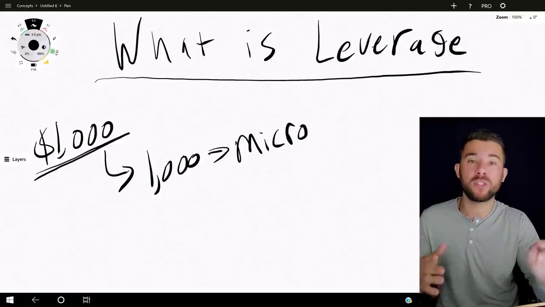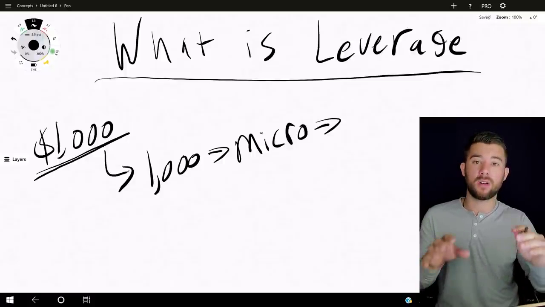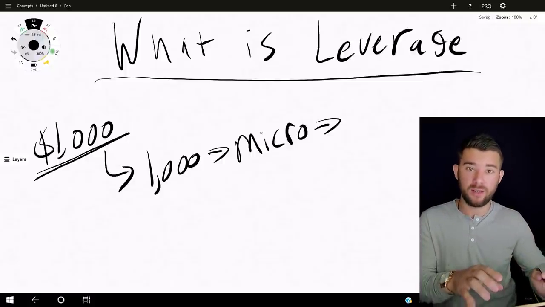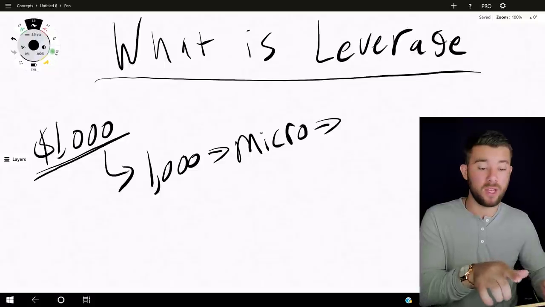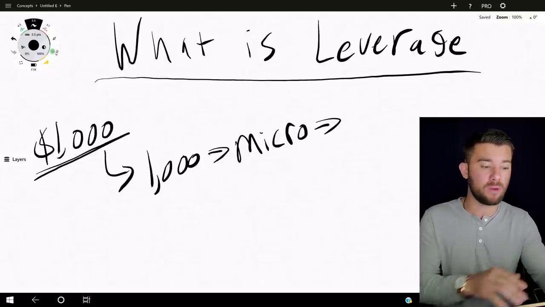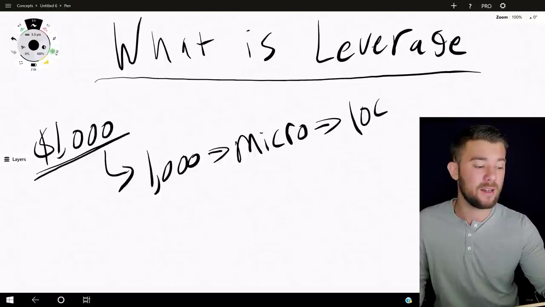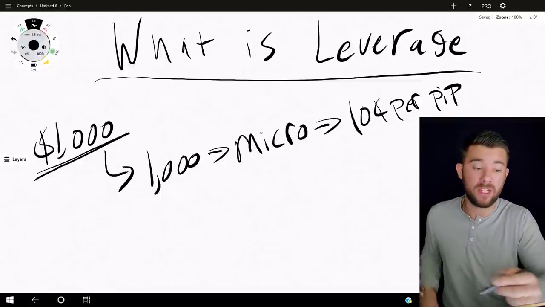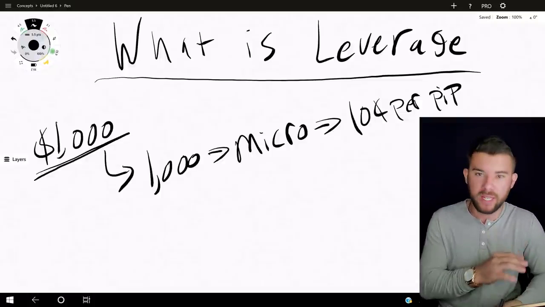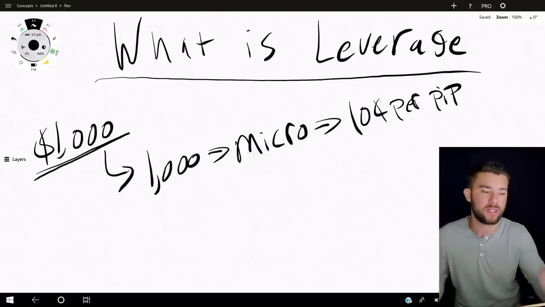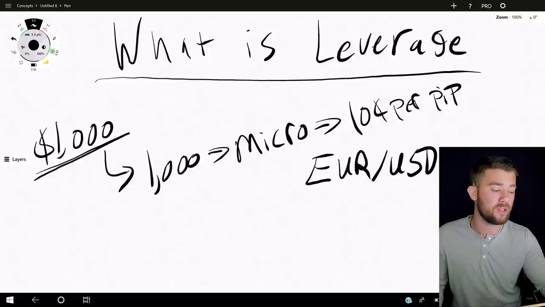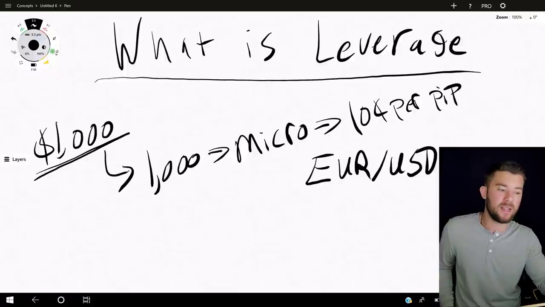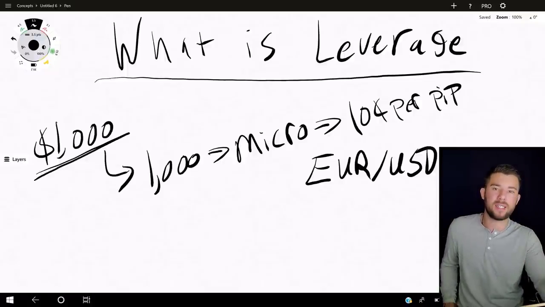One micro lot on most pairs determines the value of a pip for your position. Stay with me. If you haven't studied lot sizes and stuff, we have another video on that you've probably just watched, hopefully. This 1,000 unit micro lot is worth 10 cents per pip. Okay, so if you have a $1,000 account, that means you can trade at maximum, if you are all in on a trade, 1,000 units of a currency. Let's say you have 1,000 units of the euro dollar. This micro lot means that every pip the euro dollar moves is 10 cents per pip.